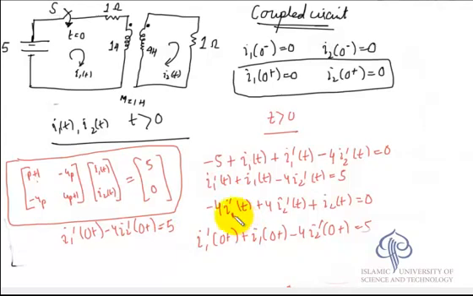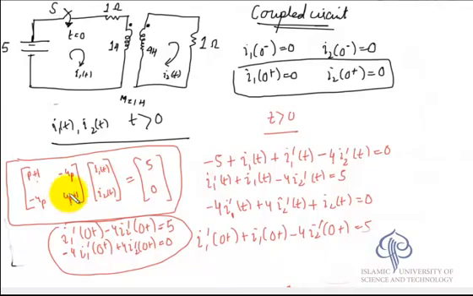I1 dash 0 plus minus 4 I2 dash 0 plus is equal to 5. This is one equation. The second equation you get here: minus 4 I1 dash 0 plus 4 I2 dash 0 plus is going to be 0. So these two equations will give us the values for I1 dash 0 plus and I2 dash 0 plus. So we have the differential equation system, and we have the initial conditions. So the pattern of the problem is similar.